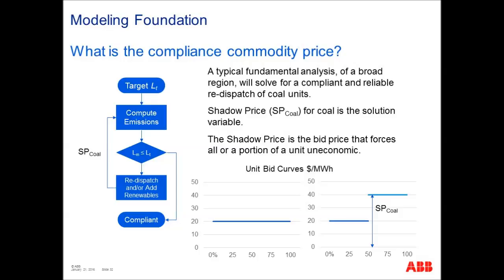Then the second half of that coal unit has a bid price that's above the marginal price to ensure that it won't be dispatched.